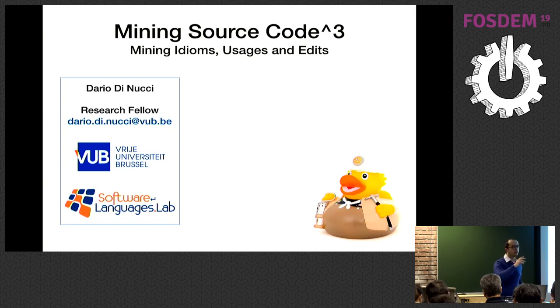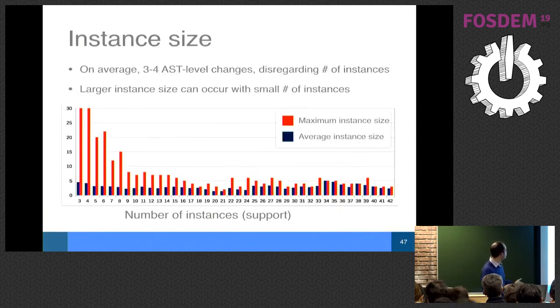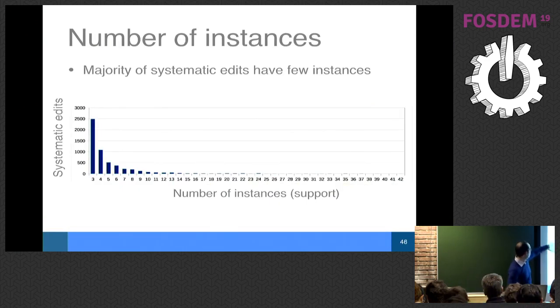But what you have to understand is that in most of the cases, for systematic edits, you have a really small number of instances. It means that if you mine a software repository, for a systematic edit you may have three instances. For example, in this case, we saw that for 2,500 systematic edits, you have only three instances. So this cannot be our best practice. But one of the problems of applying this kind of technique is scalability.